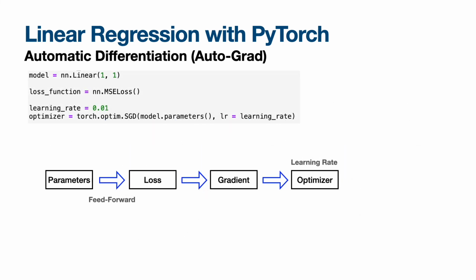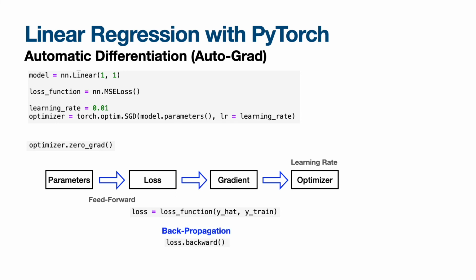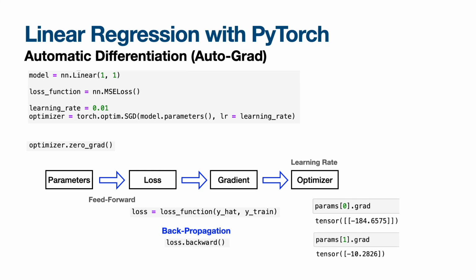In summary, PyTorch has a built-in engine called AutoGrad that can automatically compute gradients for any computational graph. To perform backpropagation, all we need to do is call the backward function on the loss tensor. It calculates the partial derivative of each parameter and stores it in the grad property, which the optimizer uses to update the parameters.